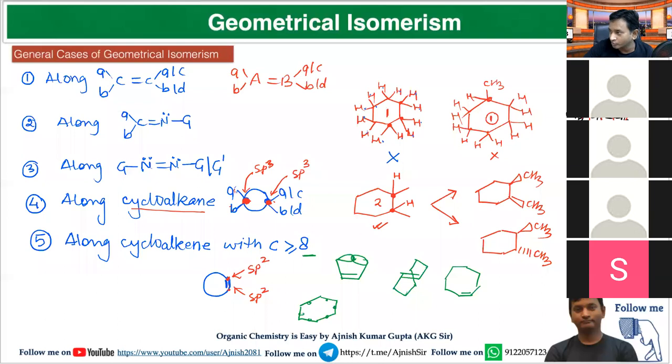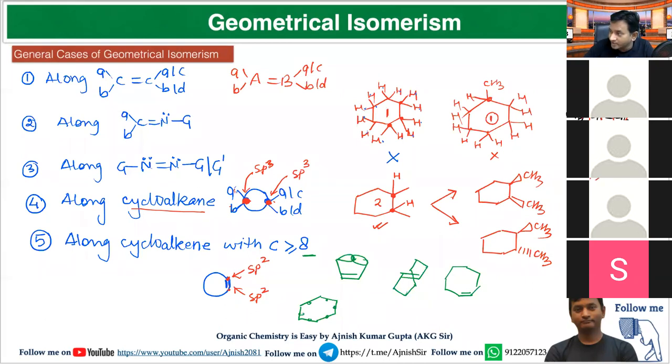Think for this molecule: CH3, CH double bond CH, here again CH3. Think whether this molecule will show GI or not. Yes, very good, very good. Because this particular carbon has H and methyl, and this particular carbon has H and methyl. So these have different substituents. That means the molecule will show GI.